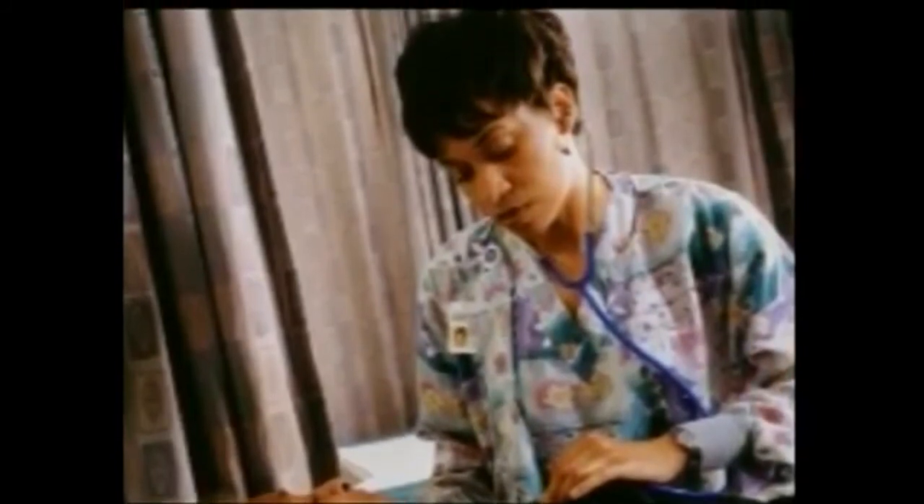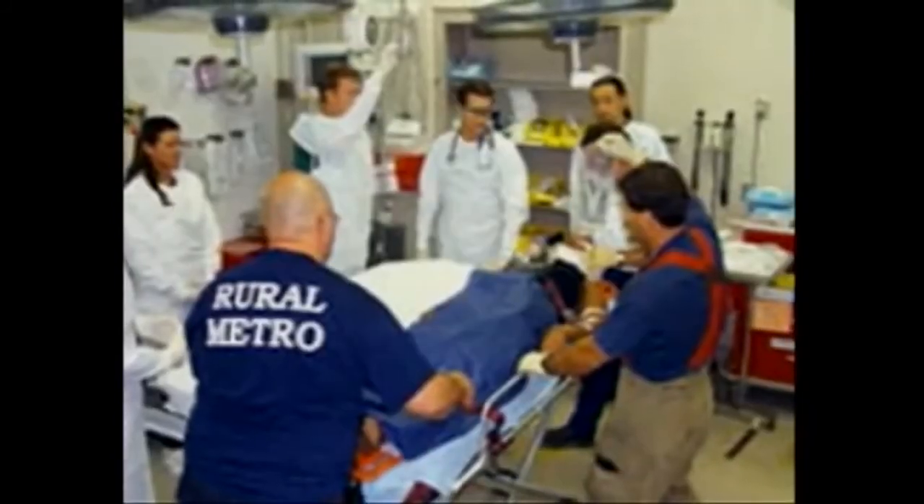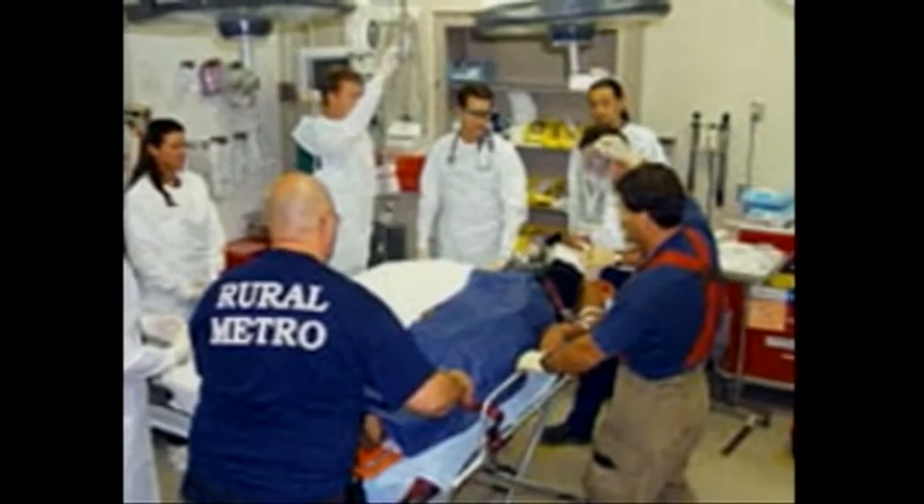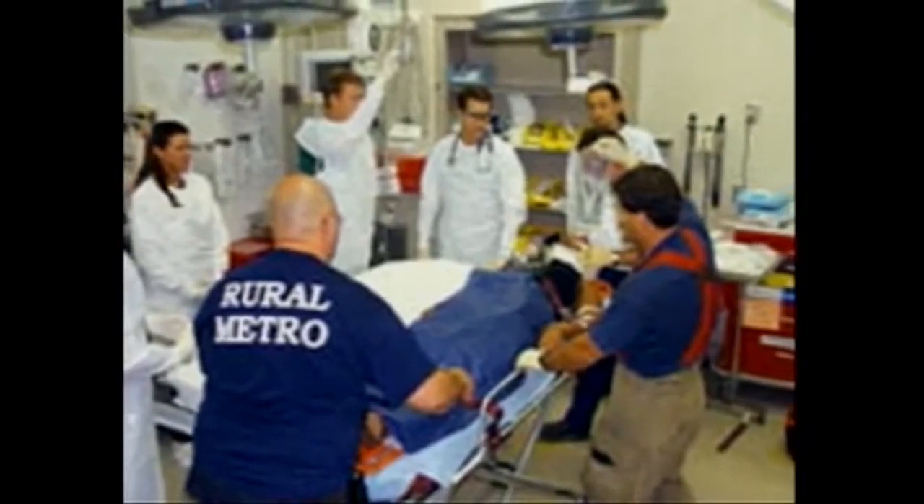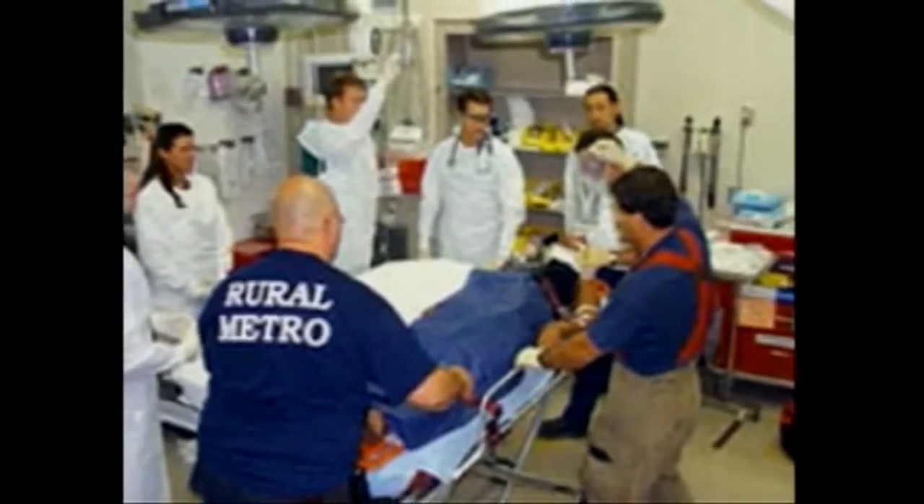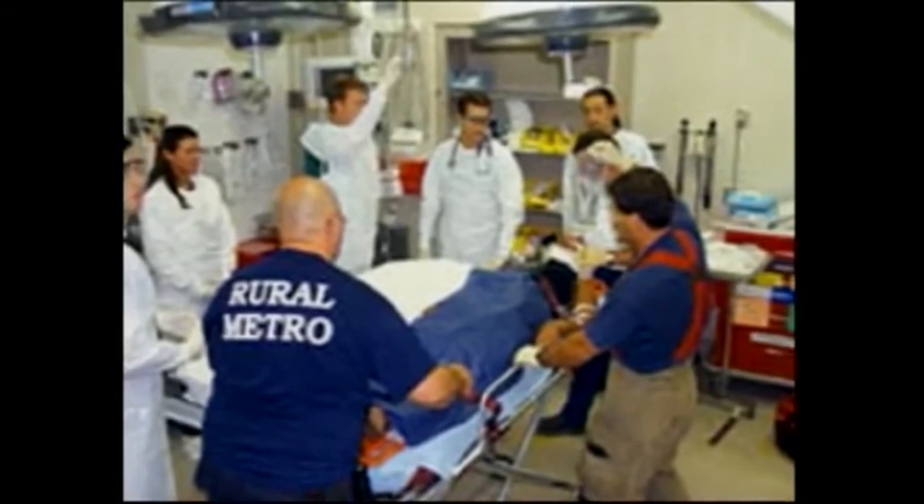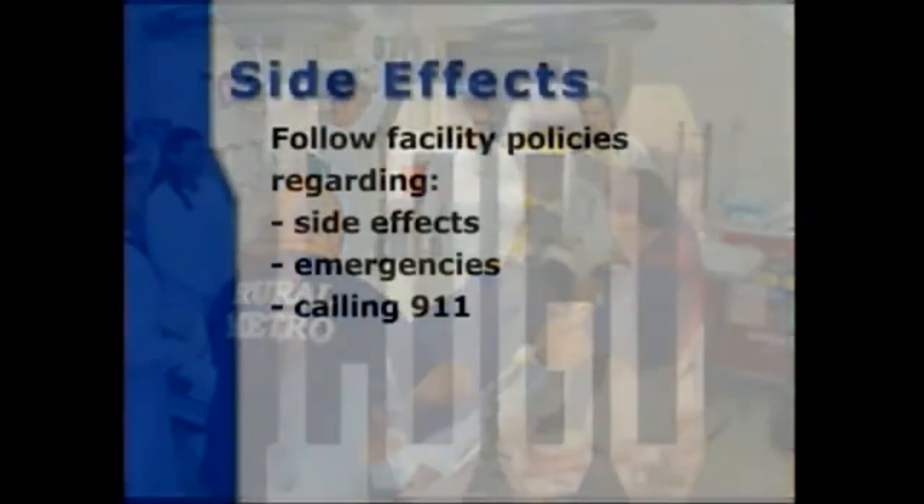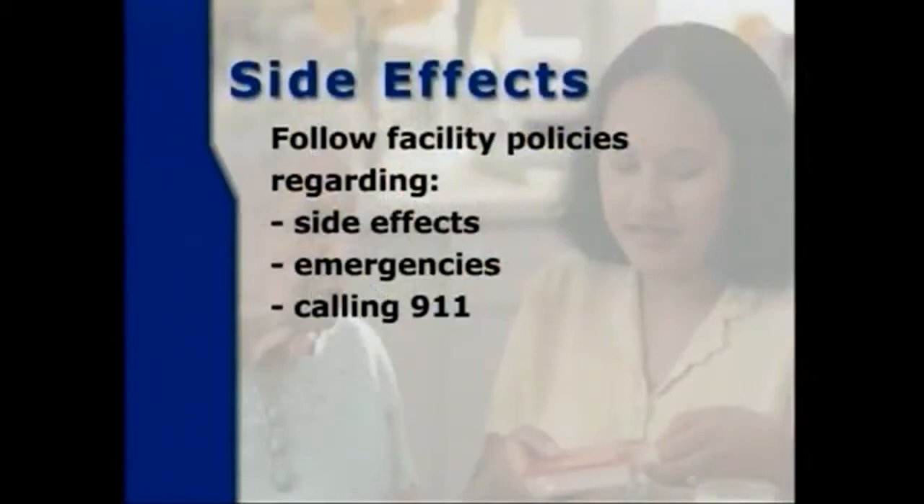If a person is overdosed on a narcotic or is having serious side effects from a narcotic, there are other medications that can be given in the hospital to counteract those effects and save the client's life. It is also important that you always follow your facility protocol regarding side effects and reporting.